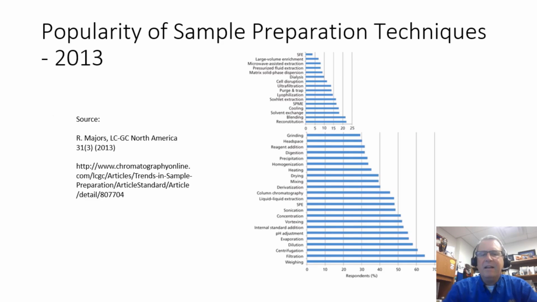So those are some of the assumptions that we see in so many gas chromatography methods today. Let's take a look at sample prep. And I'm going to borrow from Ron Majors and Doug Rainey. LCGC magazine typically every several years does a sample prep survey. And this is Ron's data from 2013. You probably can barely see it, but if you look down at the bottom of this, you're going to see techniques like weighing, filtering, centrifuging, dilution, evaporation, really basic laboratory techniques that are what we all do.